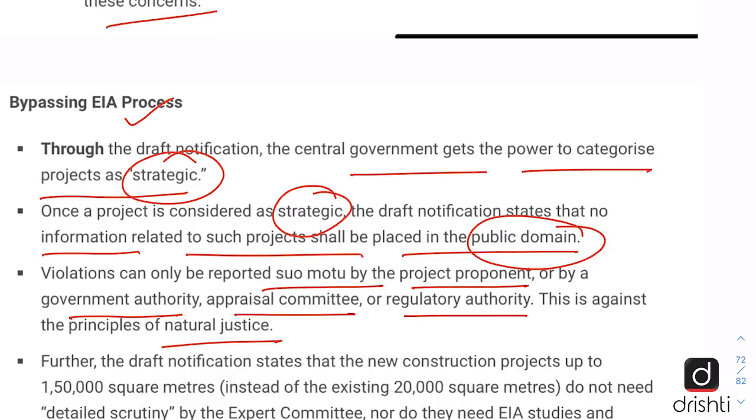Also, the draft notification says that new construction projects up to 1,50,000 square meters, instead of the existing 20,000 square meters, do not need detailed scrutiny by the expert committee, nor do they need EIA studies and public consultation. So this is also a dilution of the existing EIA norms. And green activists and civil society at large are not happy with these changes.